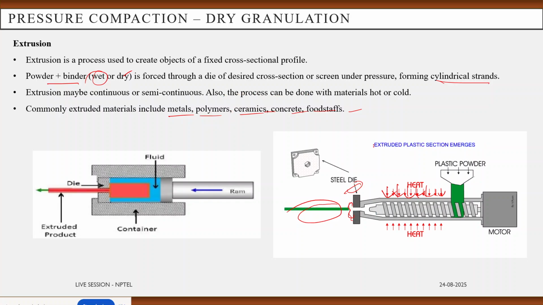Also, the process can be done as cold compression, a cold extrusion process, or it can be a heat extrusion process. Suppose you are dealing with plastic powder, so we need to heat it to make it a cylindrical strand. In those conditions, we are using the heating operation here. This is the die, and this diameter we can fix. This is the desired extruded product, or the cylindrical strands that we are producing out of the extrusion process.